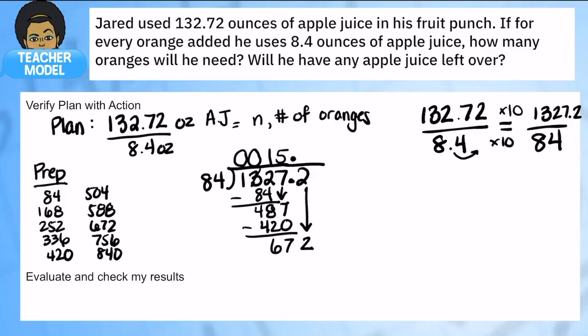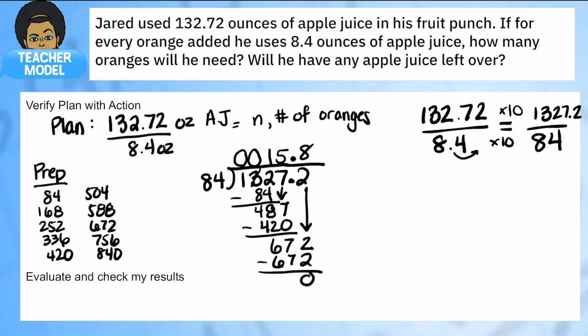Now I'm going to divide again. How many 84s go into 672? Look at the list, count it out in your mind. 1, 2, 3, 4, 5, 6, 7, 8 times. And just multiply. And again, looking at my list, I can see that it is already 672. And there we go, we have 0. So my final answer, my solution, is 15 and 8/10.